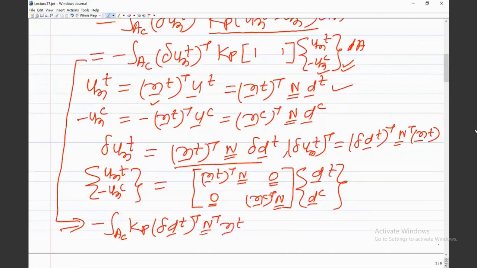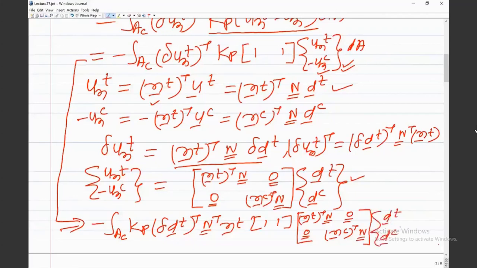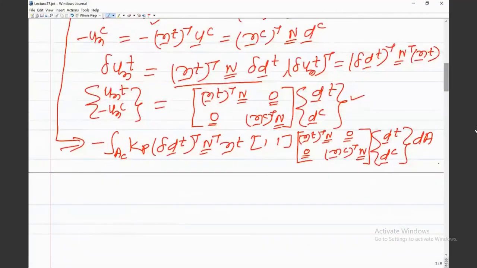And then here kp I have already written, then this vector 1 1 is there, and then we have UNT minus UNC vector that is given by this. So if you write this, you have this NT transpose into N and a null matrix, and then a null matrix and NC transpose into N matrix, and then we have here dt and dc dA. Yeah, so if you have any doubt in any of the steps, you can stop and ask.